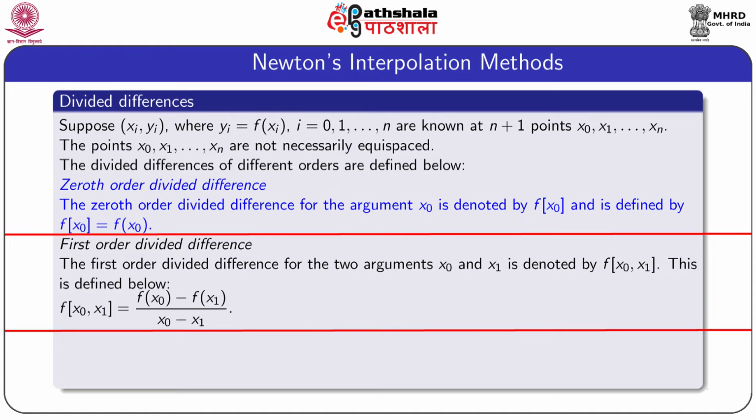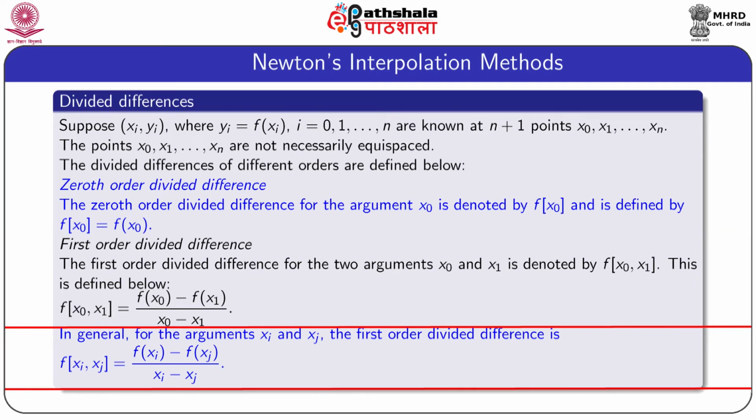That means the first order divided difference is defined for two arguments, and in general for the arguments xi and xj, the first order divided difference f[xi, xj] is equal to (f of xi minus f of xj) by (xi minus xj). This is true for all xi and xj, but i not equal to j.